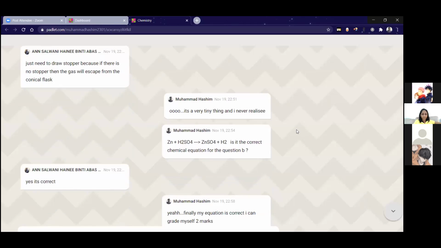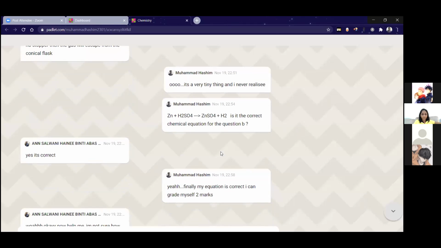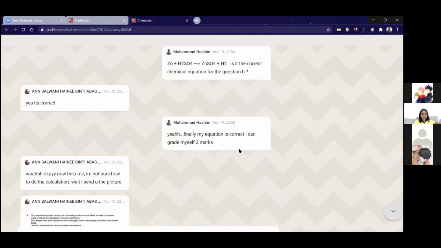And for question B, they're asking for the equation. So the equation is Zn plus H2SO4 arrow ZnSO4 plus H2. In this conjugation, I'm asking N, can you make an equation for question B? Yes, it's correct. So finally, my equation is correct. I can give myself 2 marks.